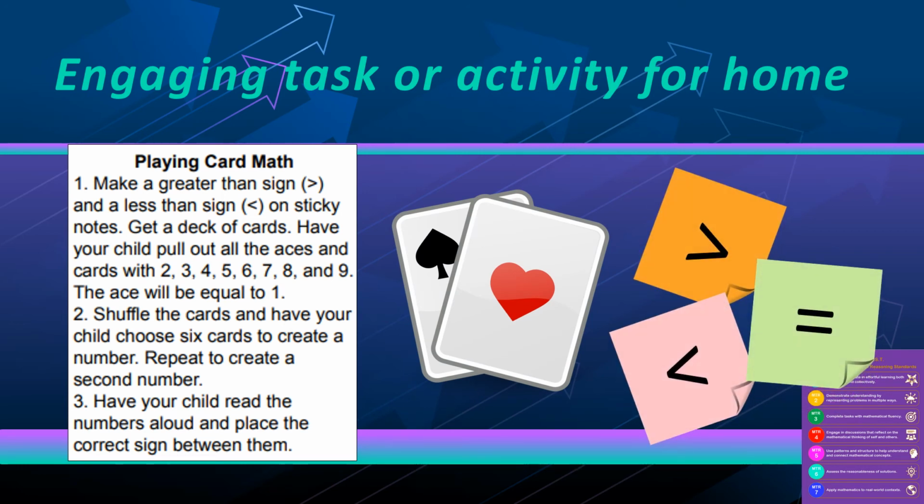An engaging task or activity that you could do at home to help support comparing and ordering whole numbers is playing card match. All you would need is a deck of cards, 2 through 9, and the ace can be 1, post-it notes to write the greater than, less than, or equal symbols, and basically all you're doing is each partner creates a 6-digit number and you compare them. You can use strategies like open number lines or a place value chart to double check your work. You could even have 3 players and order the numbers from least to greatest.